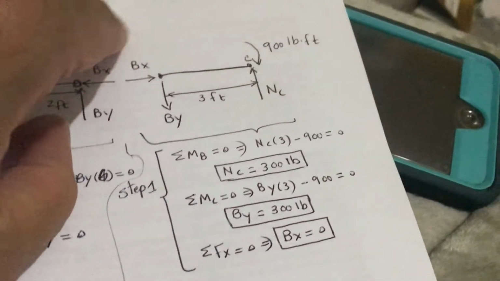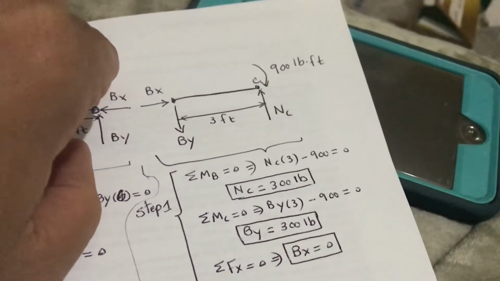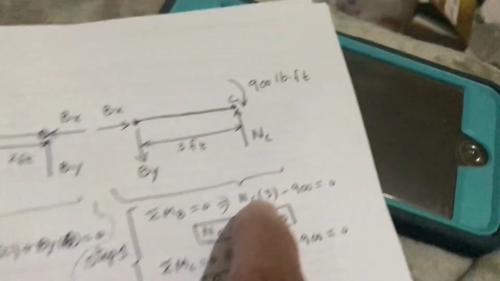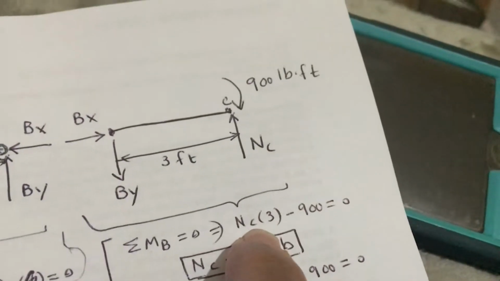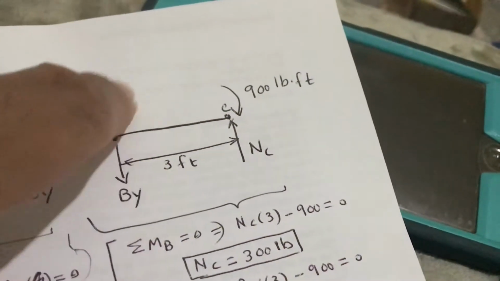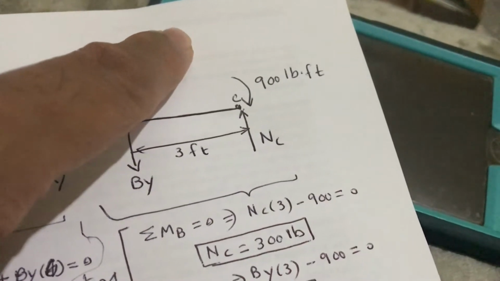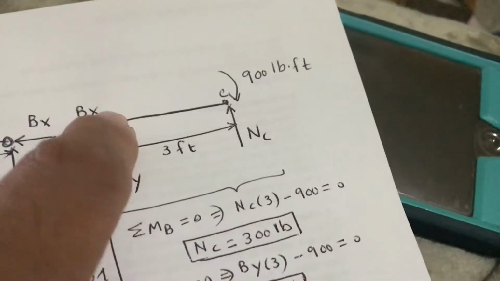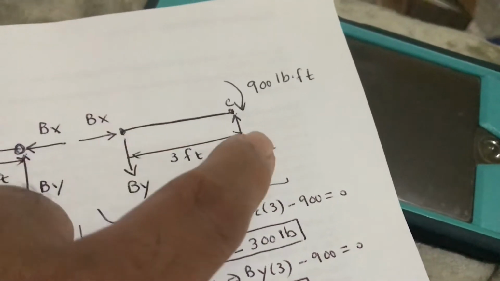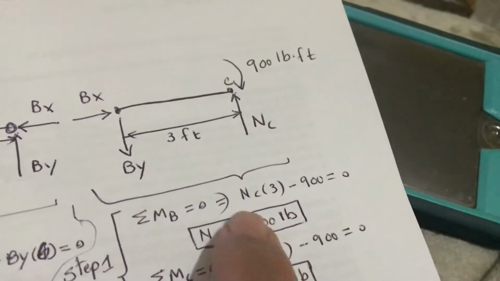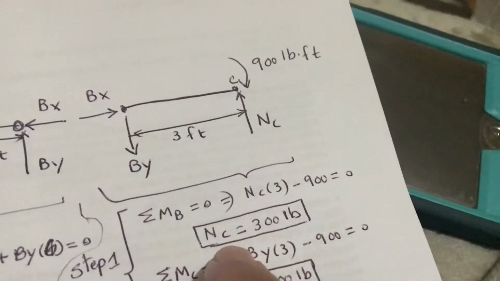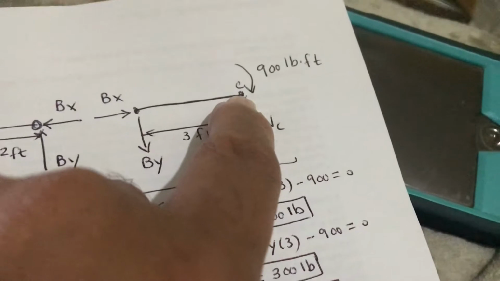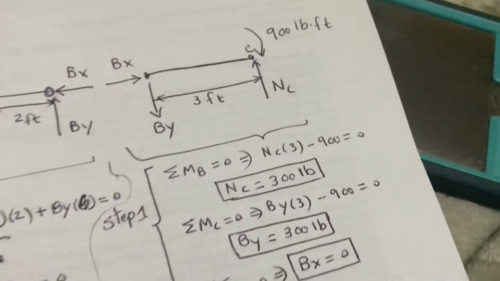So once you take moment at point B, NC will be in the plus direction. So NC times the perpendicular distance, 3 feet. And then you have this one, it's going clockwise, so it's negative. Clockwise moment is negative, so it's minus 900 equal to 0. At point B there is nothing else, only this force times the distance and the moment. So when you solve this equation, you will get NC is equal to 300 pounds, which means the reaction we found at C in the Y direction, NC, is equal to 300 pounds.